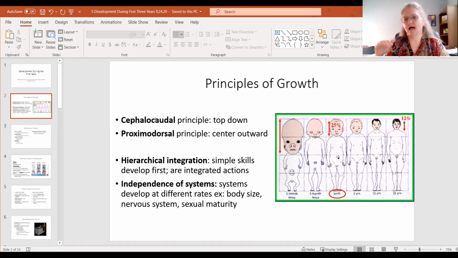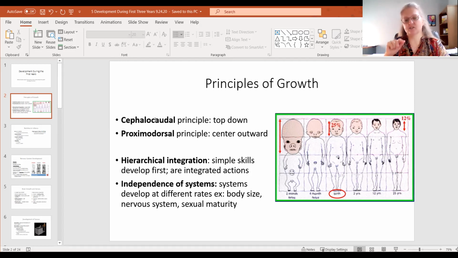It probably has some Latin origin. But you'll notice in this image here that when we're born, our head is disproportionately larger than the rest of our body. Our head develops first, our brain develops first, so we develop from the top down. And then as we get older, it becomes a relatively smaller proportion.